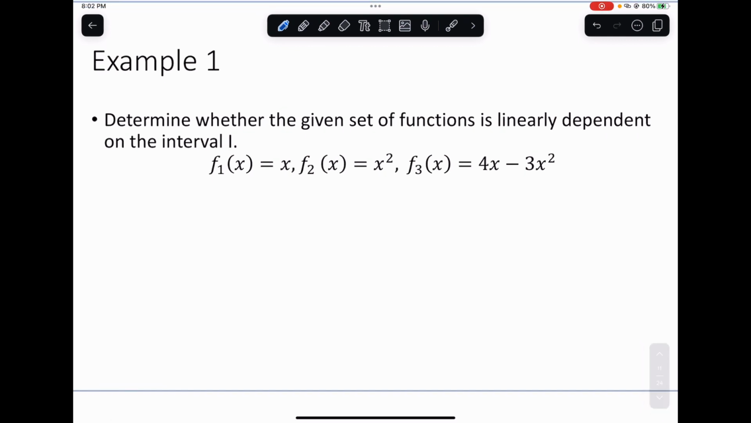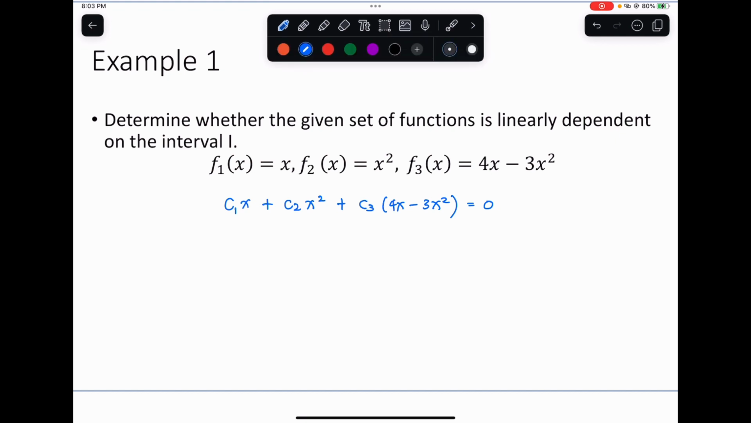For example, determine whether the given set of functions is linearly dependent on the interval I. We have the first function as x, the second is x squared, and the third is 4x minus 3x squared. Let's try to do the linear combination of these. I'm going to attach the first arbitrary constant to the first function, which is x, plus c sub 2 x squared, plus c sub 3 (4x minus 3x squared) should be equal to 0.